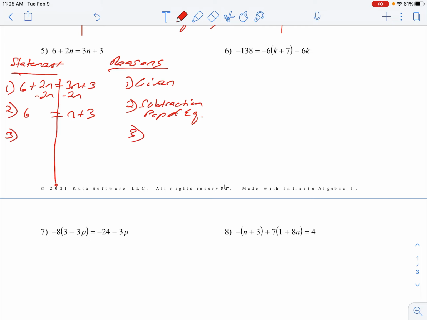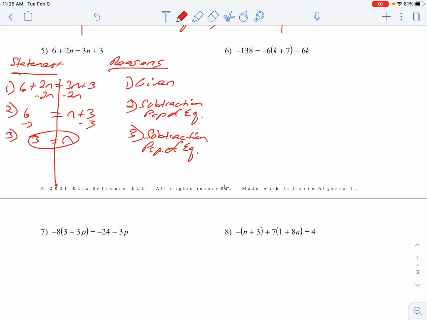Then, n is almost by itself. The only thing I have to do is get rid of that plus 3. So that is a minus 3 from both sides. 6 minus 3 is 3. 3's cancel out on the right, and 3 is equal to n. And because I subtracted 3, again, that is my subtraction property of equality. And that's it on that one. N is already by itself now.